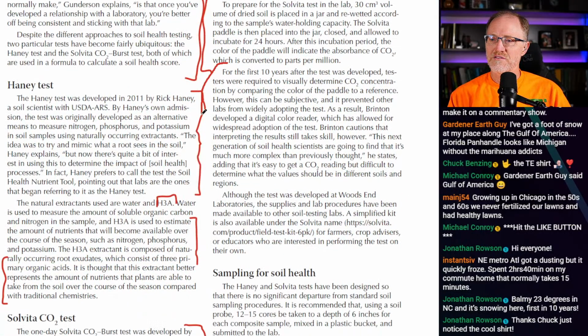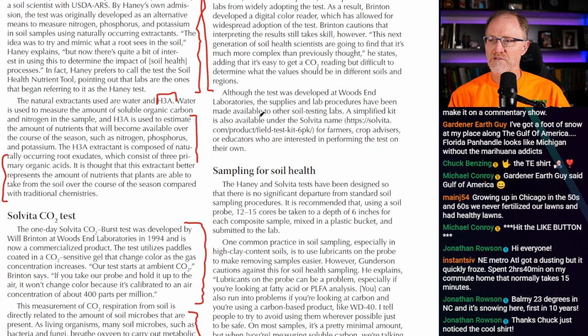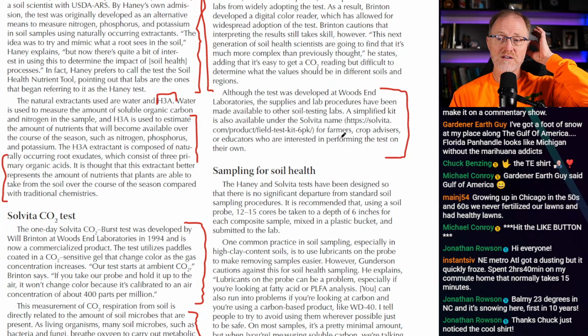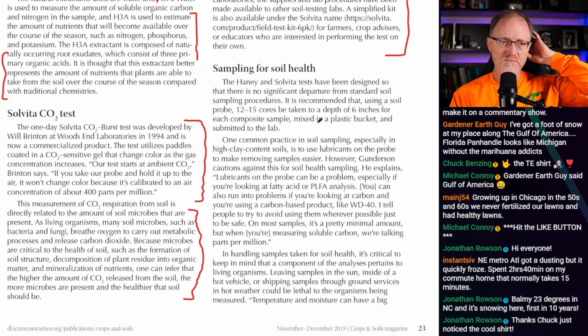Okay, they're going to talk about this. This will be a test a little bit more in this paragraph, and then that's it. Although the test was developed at Woods in laboratory, the supplies and lab procedures have been made available to other soil testing laboratories, and the simplified kit is also available under the Solvita name. So you can get it if you want to. I wouldn't do it, but so be it.